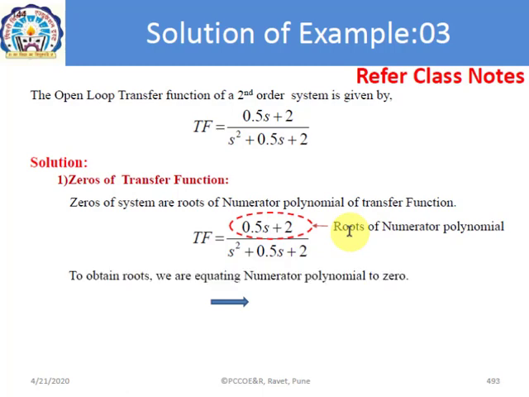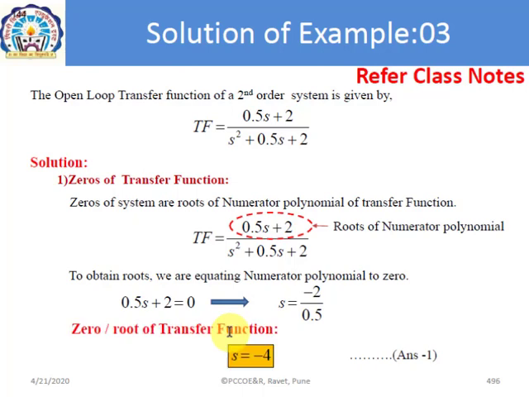To obtain the roots, we equate the numerator polynomial to 0, which gives 0.5s + 2 = 0. Simplifying for s, s = -2/0.5. If you solve this equation, you will get the zero of the transfer function as s = -4. Since the numerator is a first order polynomial, we have only one root, and that one root is called the zero. So this is our first answer.